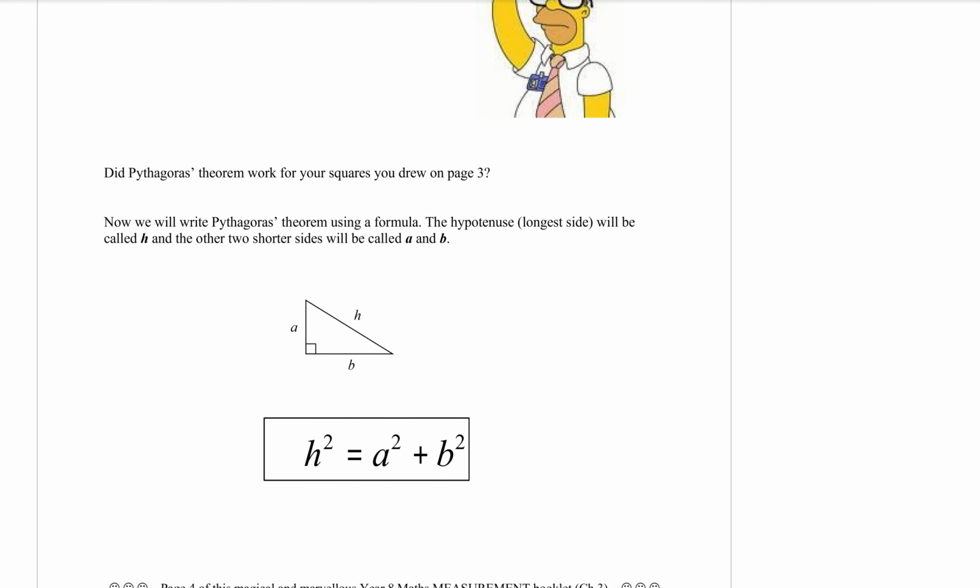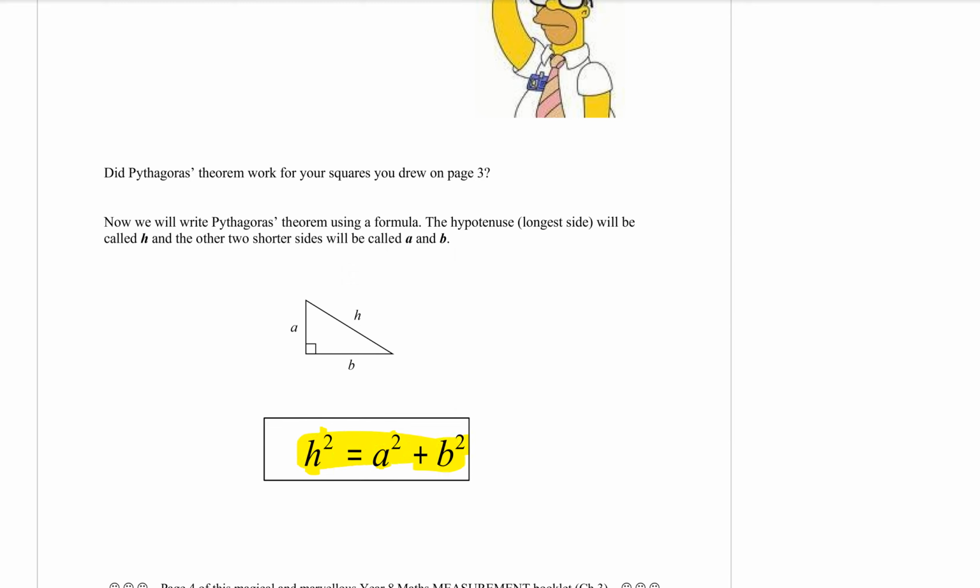Remember the A and the B are the two shorter sides. We squared them. That's what we will find in the area of the squares there. We did A squared and we did B squared. And when we added those two measurements together, we found out what the longer one squared was. And that's Pythagoras' theorem's rule. The hypotenuse squared is equal to A squared plus B squared.